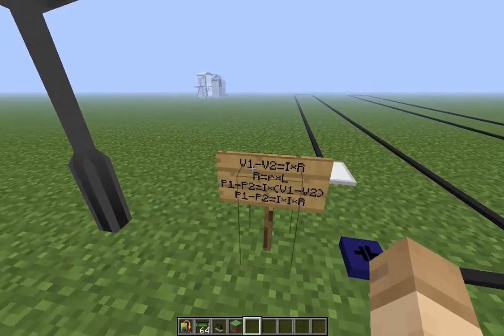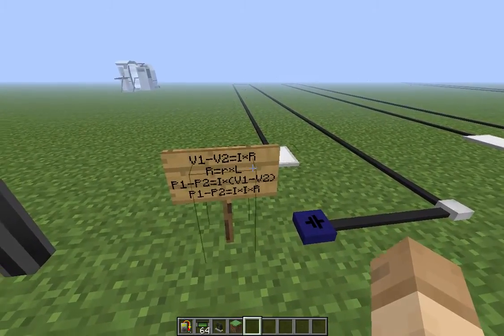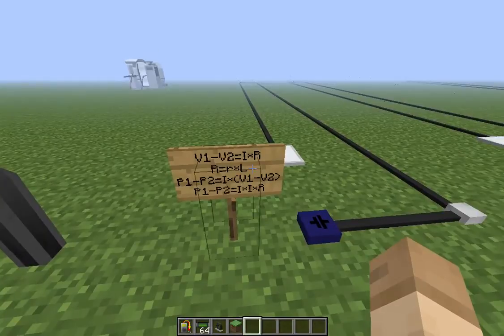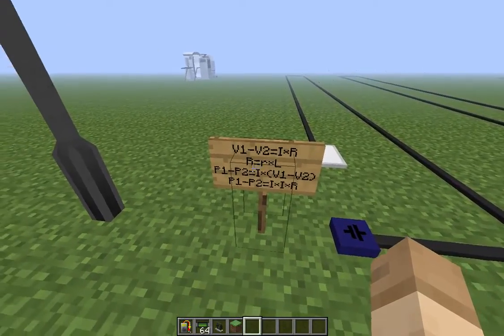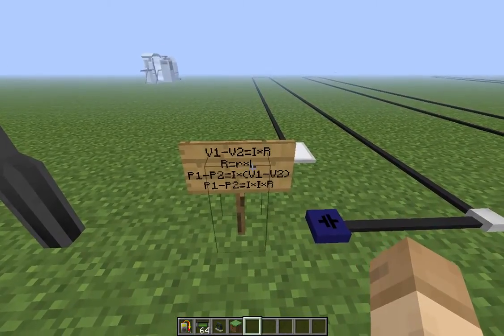The first is that the voltage drop across any two points in a wire is equal to the current flowing through the wire times the resistance of the wire. Note that this is not equal to the value found in the tooltips of this mod, rather it equals the tooltip value times the length of the wire.